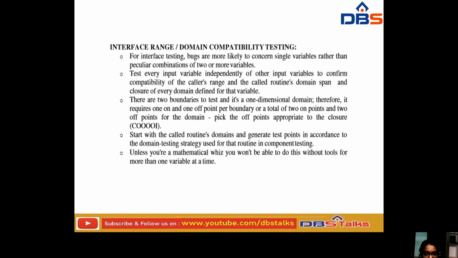So we can say to pick off points appropriate to the closure. We can start with the called routine's domains and generate the test points in accordance with the domain testing strategy used for the routine in component testing. Unless you are a mathematician, you won't be able to do this without tools for more than one variable at a time. If you do one variable at a time, we can easily perform the mathematical calculations.